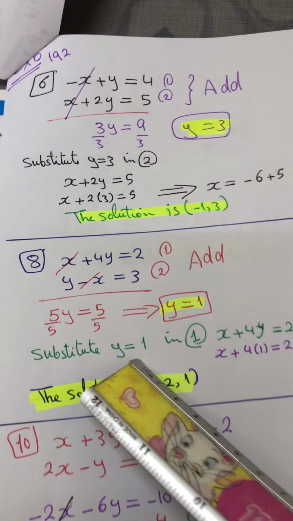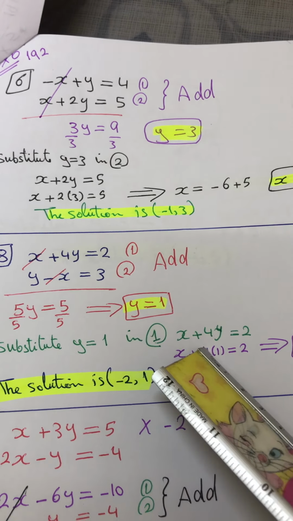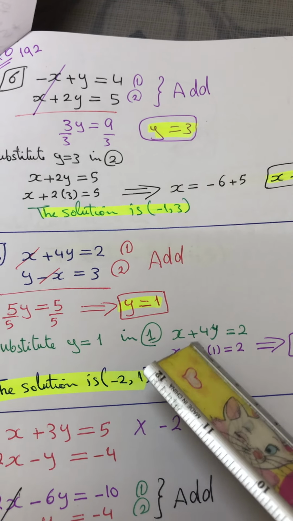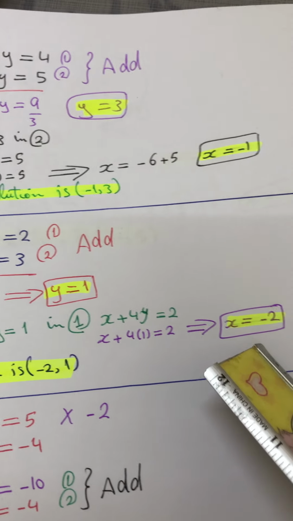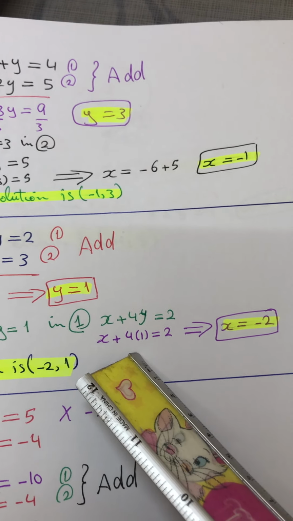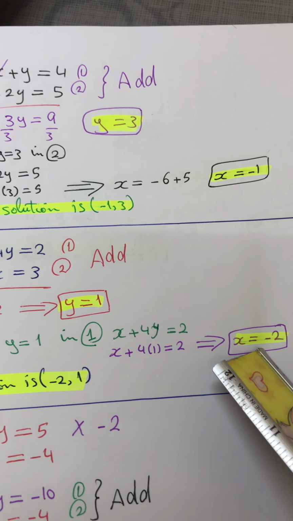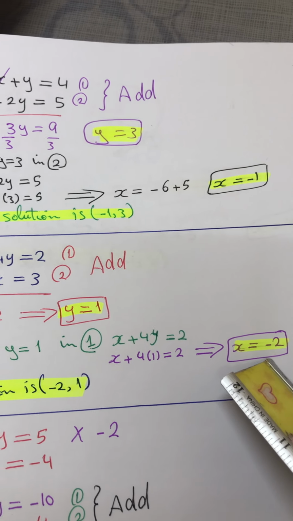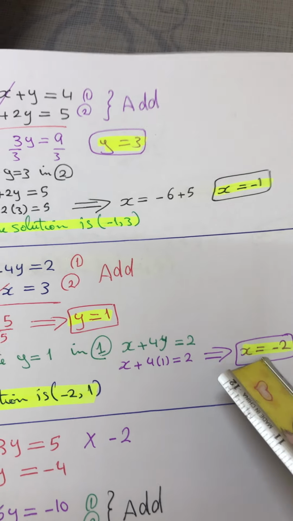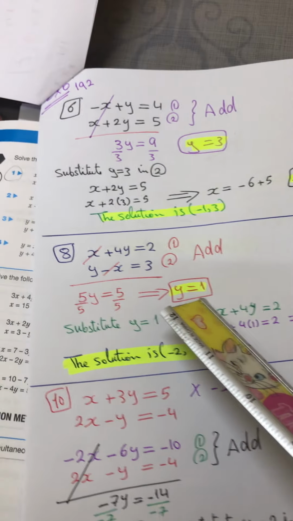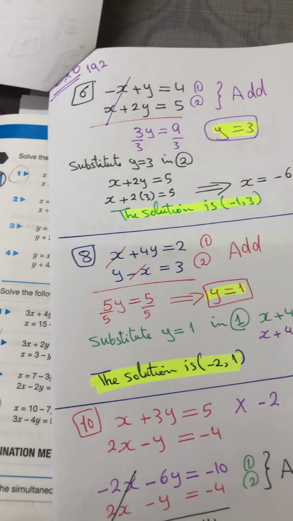Now substitute y equal 1 in equation 1. Here, x plus 4y equal 2. So x plus 4 multiply 1 equal 2. So x equal negative 2, because I'll take here 4 to the opposite side, negative 4 and positive 2 equal negative 2. Now I have y equal 1, x equal negative 2. So the point, the solution is negative 2 and 1. What are the opposite sign here? x and x, I cancel them with each other.